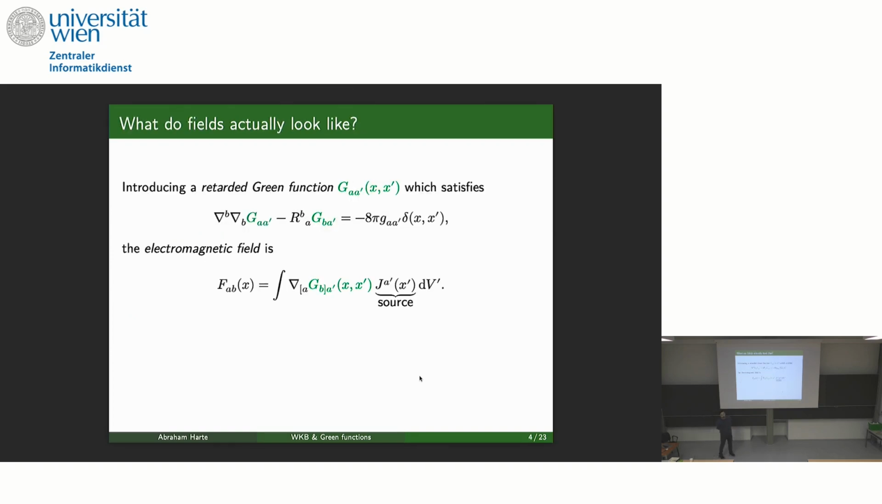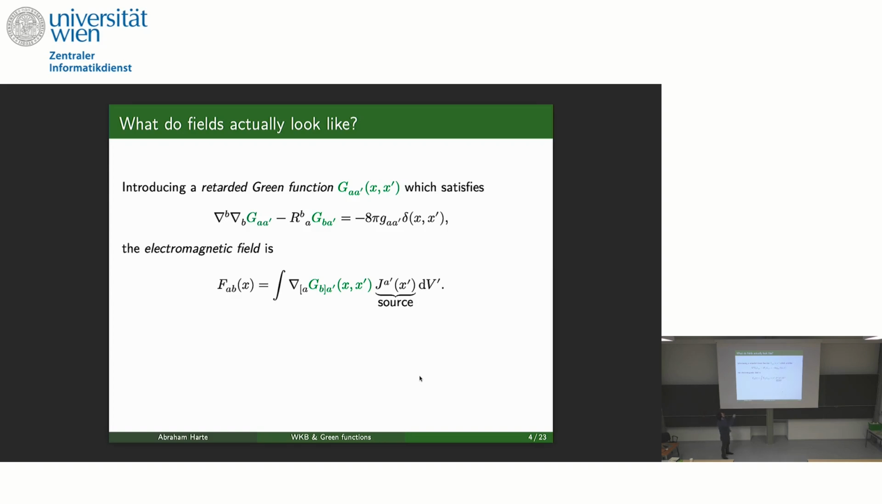Okay, so what do fields actually look like? So this is kind of an existence question. Do we actually care about this particular ansatz, WKB-like ansatz for a field? Well, let's start with something that we do know about a little bit more definitely. And this is taking a different perspective on things. So suppose that we, again, let's say we're doing electromagnetism. Same works in gravity, of course.